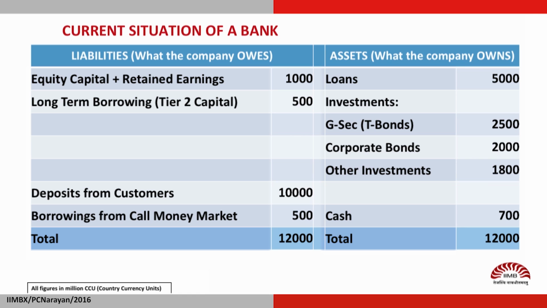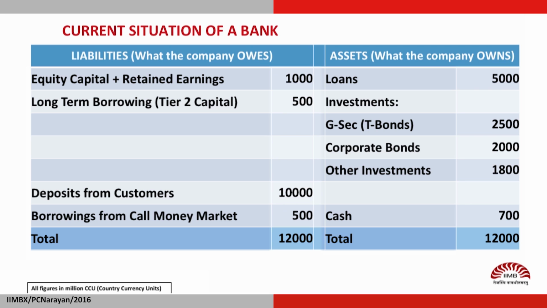Let's see how. There is very little difference in interpreting equity capital, retained earnings and long-term borrowings between a manufacturing company and a bank. Equity capital and retained earnings and long-term borrowings of 1500. A substantial part of the liability side of the balance sheet of a bank stems from the deposit it takes from customers, which in this case is 10,000, and an additional 500 which it has borrowed from the call money market. Therefore, the total liabilities of this institution adds up to 12,000.